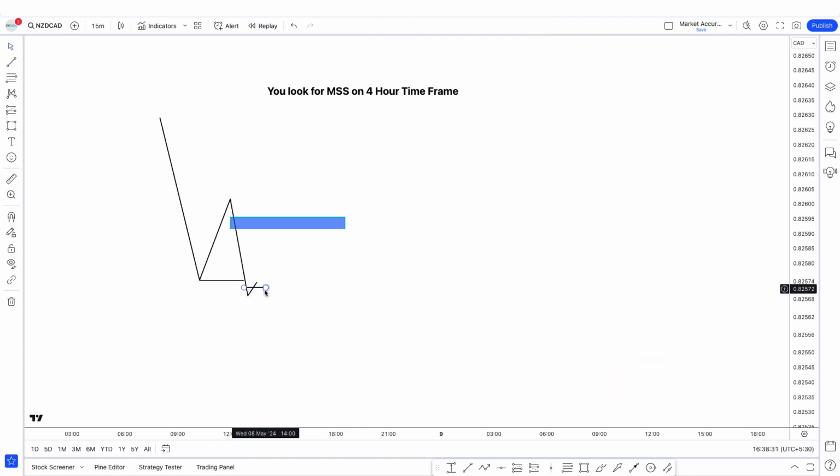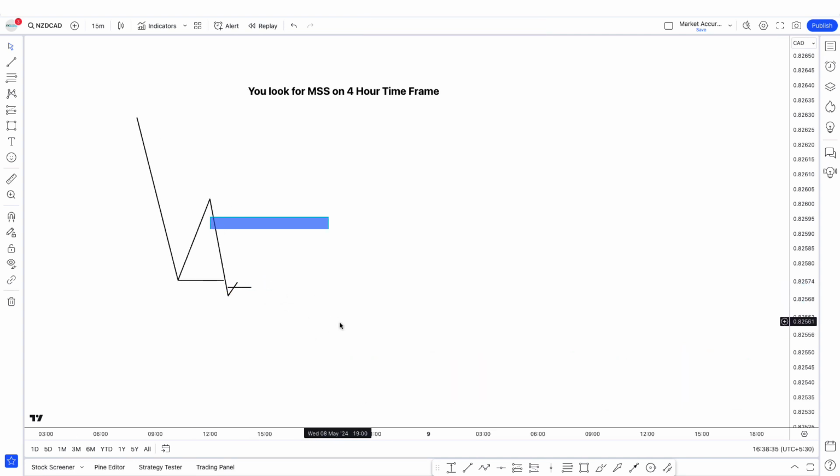So let's say you have a market structure shift. I can give you a simple model. Price creates a sell side liquidity. Price takes out the sell side, goes up. Price takes out sell side again, goes up. Price takes out sell side again, goes up, until this level is hit.